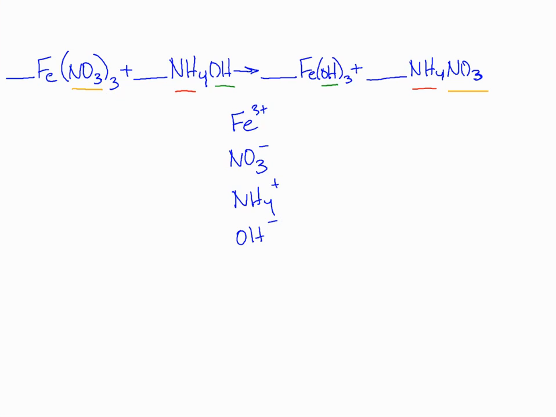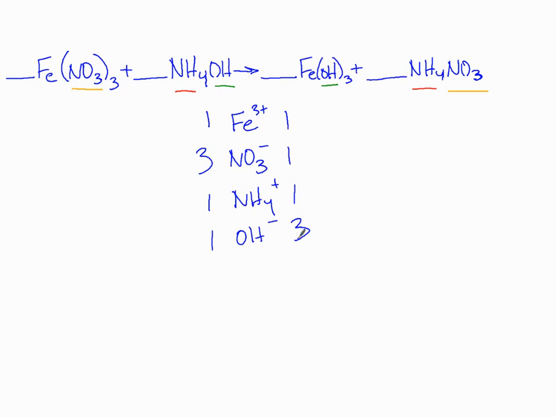And now I can take the inventory. So in the reactants, I have 1 iron, 3 of these nitrates, I have 1 NH4, and I have 1 OH. Then I look at the products. 1 iron, 1 nitrate, 1 of these NH4s, and 3 of these OHs. These are pretty simple numbers compared to that last one where we had 5s and 10s and 7s and 4s. This is going to be a lot easier.